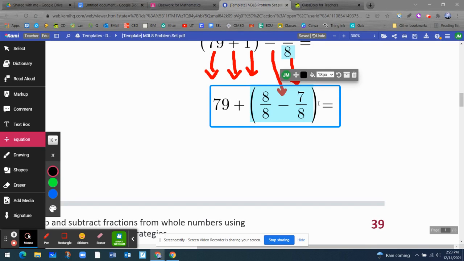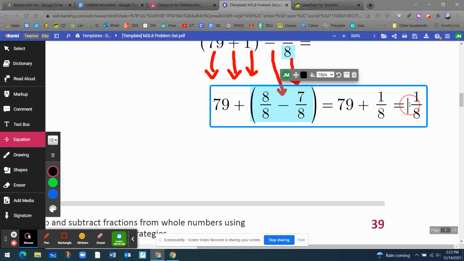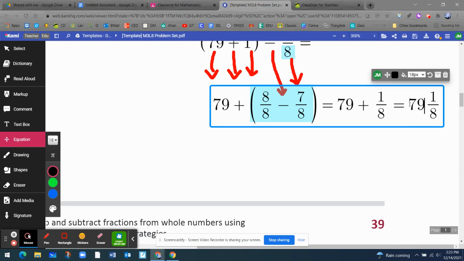If we follow the sequence, 79 stays the same because we already did the math with it. We borrowed 1 from it. And 8 minus 7 equals 1, and the denominator is the same. So the answer for this particular problem will be 79 1/8. Okay, so that's going to be 79 1/8 as the answer of this problem.